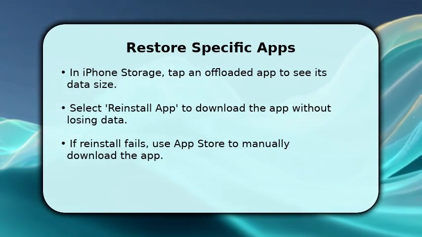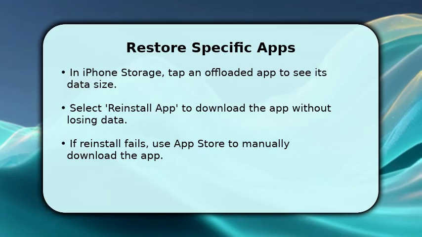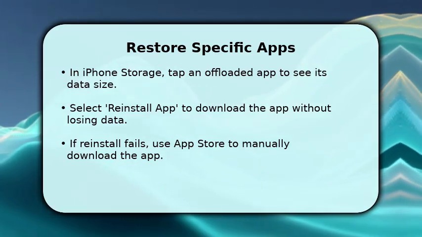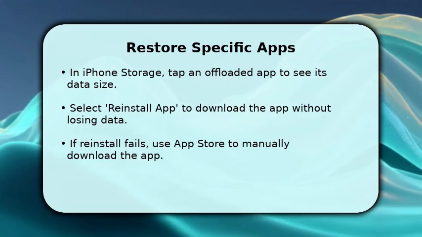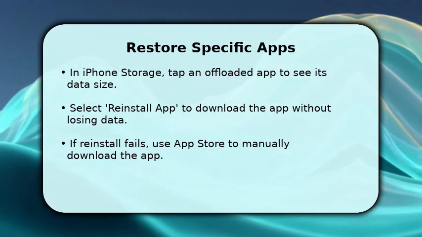Go to iPhone storage, tap an offloaded app entry to view document size and the Reinstall App button. Press Reinstall App to download the binary while keeping documents and settings intact.